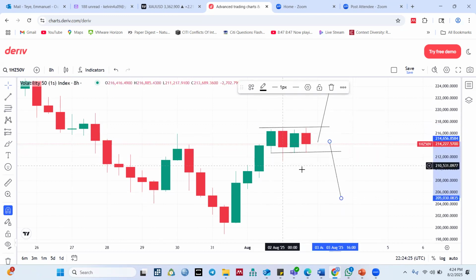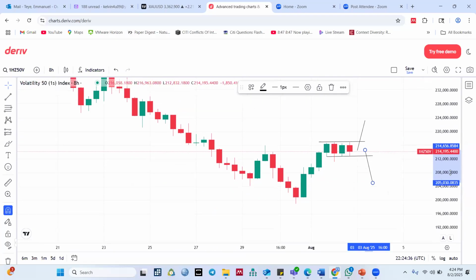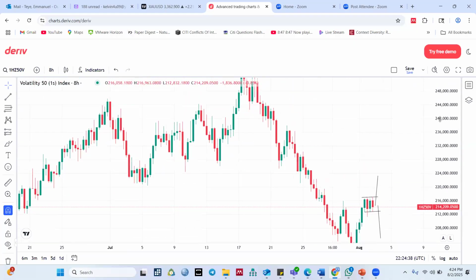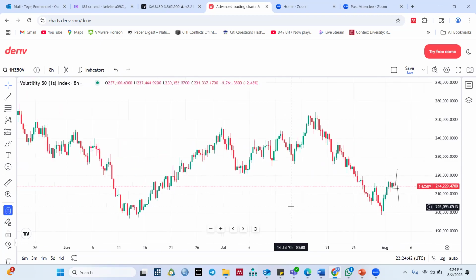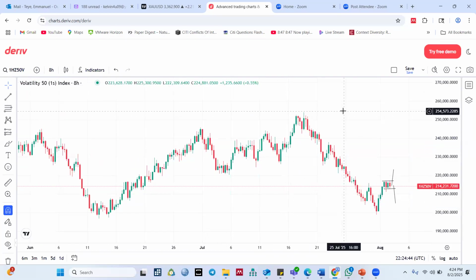If you are able to identify this, it is called accumulation. This is called what? Accumulation. So notice the chart. When you take any chart, and for those who are new traders, I'll show you how to find the chart. Let me just show that to you quickly.